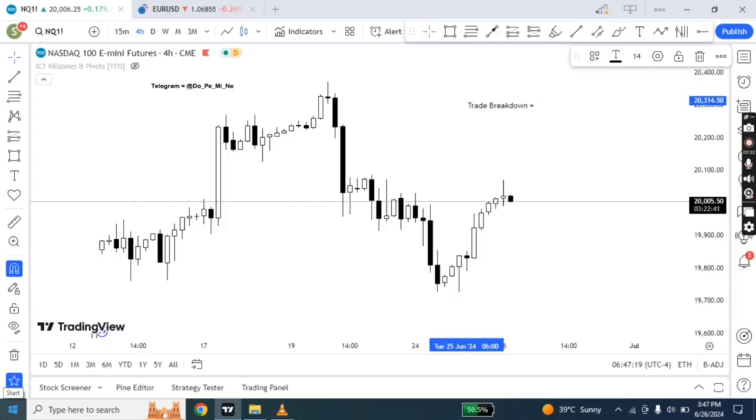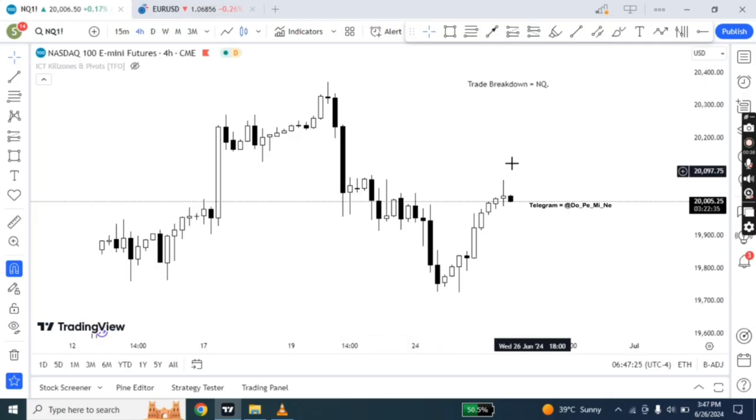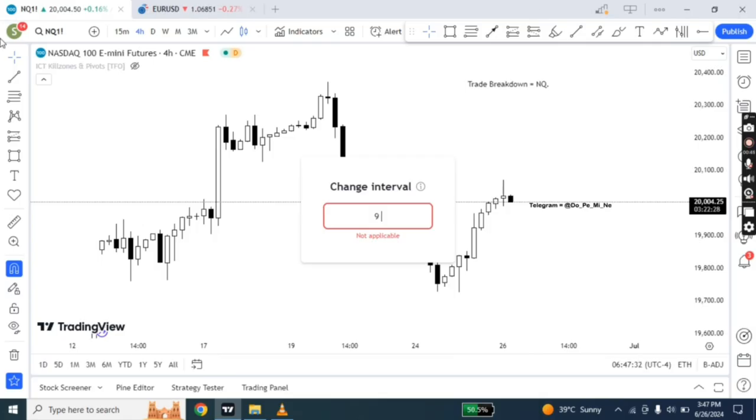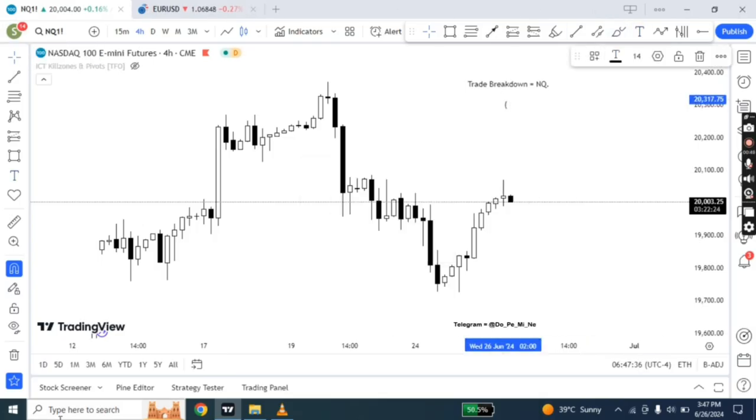Now this breakdown is going to be on the Nasdaq. Some of you suggested that I should also break down some trades on indices. So here it is. Now this trade was specifically based around the 9am model. This is one of the top CRT models along with the 3am model. We'll discuss both of these models in the upcoming future in CPI. But first, let's get into the breakdown.